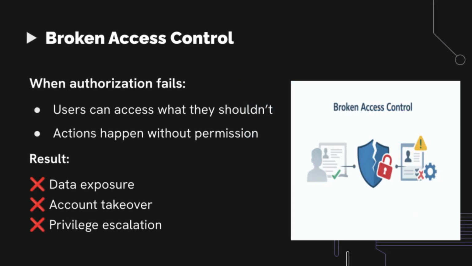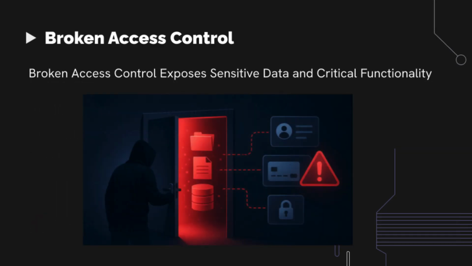When authorization is not implemented correctly, it leads to something called broken access control. This means users can access data or perform actions they were never supposed to. For example, a normal user might delete another user's data, view admin-only information, or perform a privileged action. Broken access control is one of the most dangerous security issues because it directly exposes sensitive data and system functionalities.